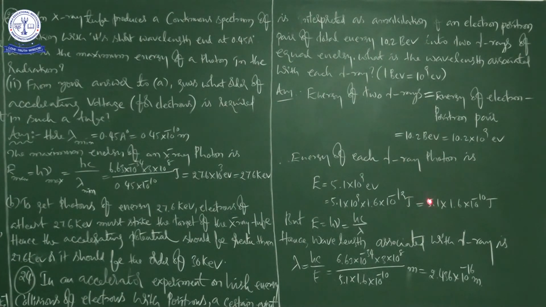And next you can find that E is equal to h nu, that is equal to hc by lambda. Here you write lambda as the subject, that is hc by E, and write down the values. After completion of that, finally you will get the wavelength as 2.436 into 10 to the power of minus 16 meters.